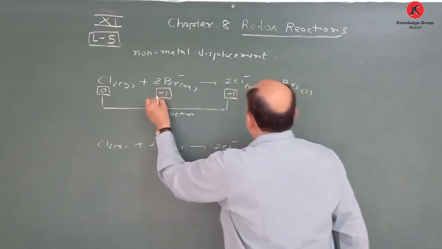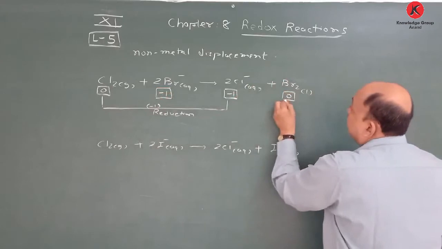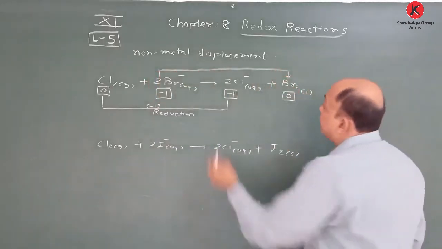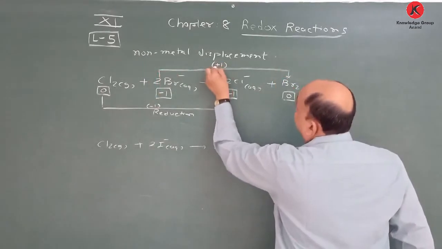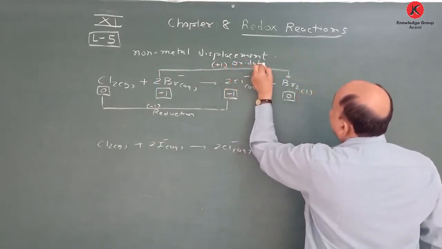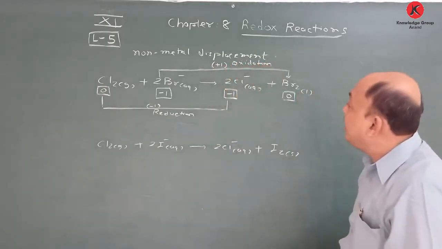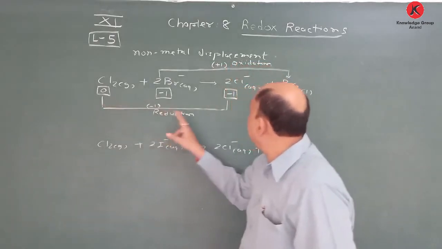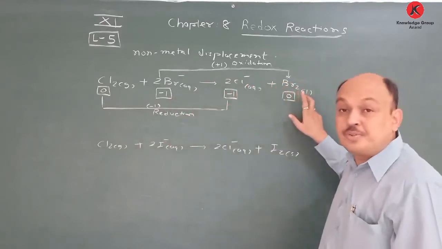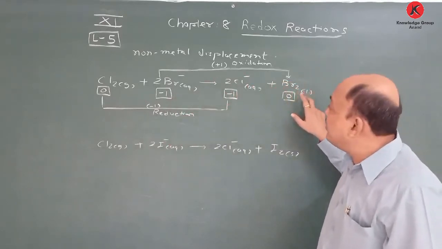And -1 to 0 indicates +1, and this is nothing but an oxidation reaction. So here Cl2 is reduced to Cl minus and Br minus is oxidized to Br2. Did you understand this one or not?